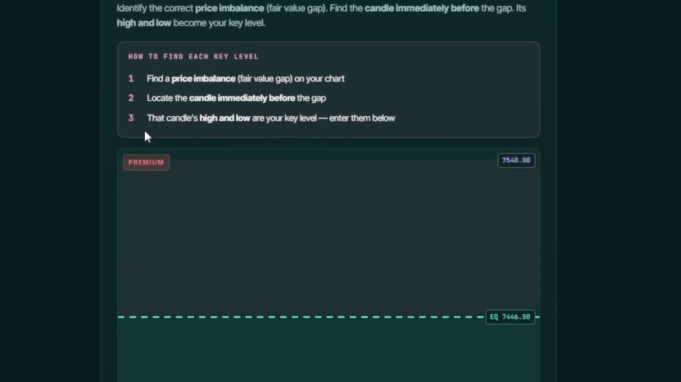Okay, now let's mark the key level. The application will force you to get very granular on how you are going to find the key levels. It's giving you a step-by-step process. You want to find the price imbalance. You want to locate the candle immediately before the gap, like I showed you earlier. And the candle's high and low is the key level. This is how you find key levels, okay?